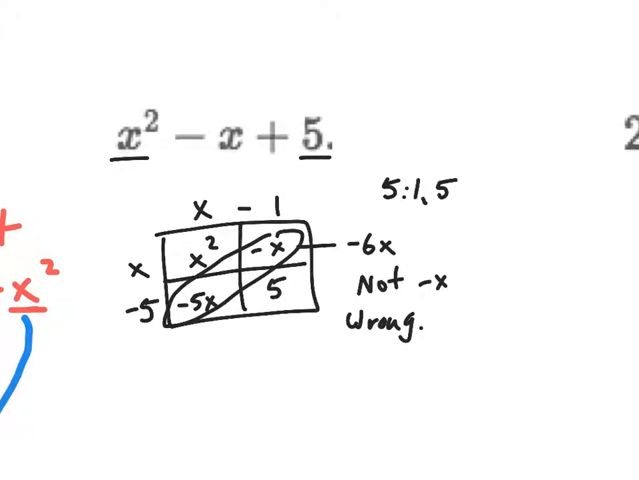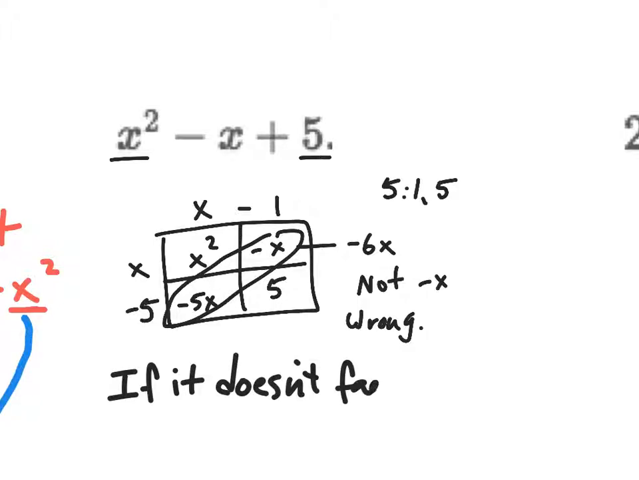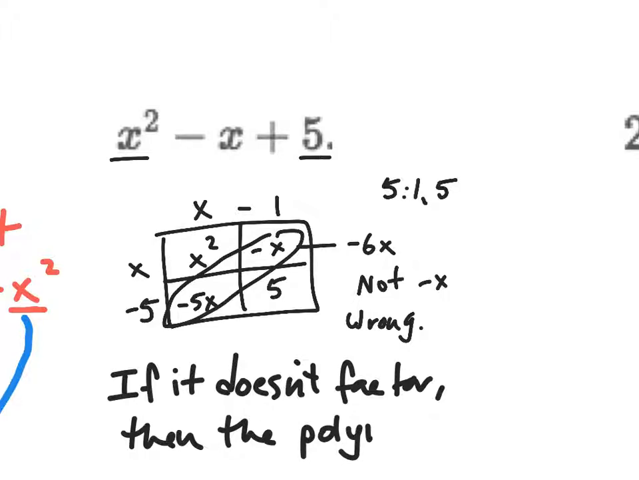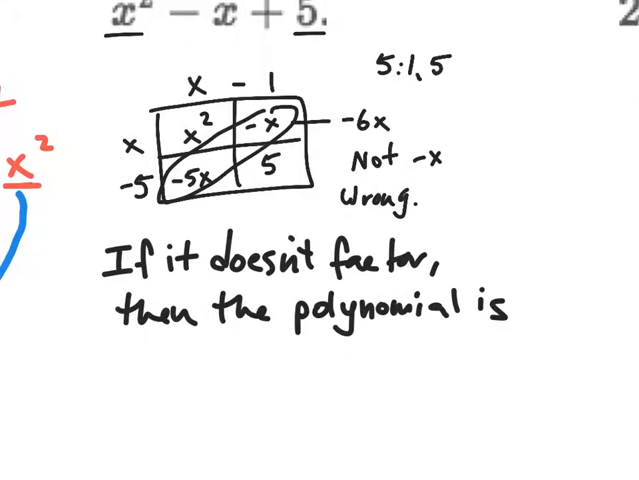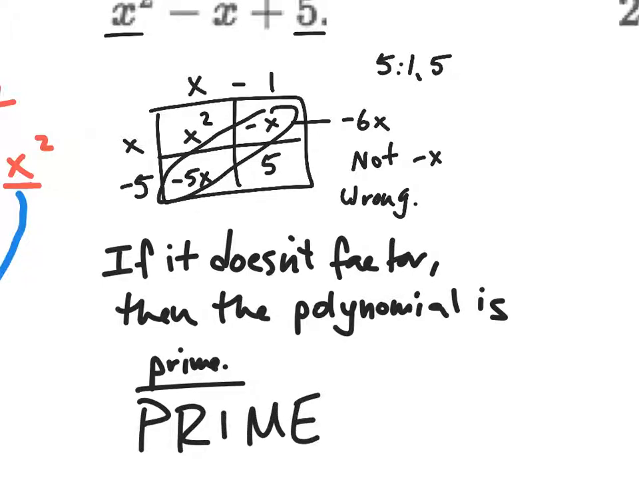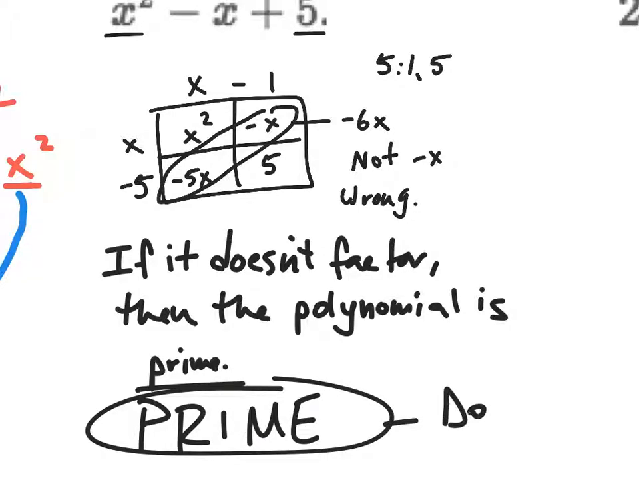So what I end up doing is I say that if it doesn't factor, then the polynomial is what we call prime. And so if it doesn't factor, then we simply write the words, it's a prime polynomial, and it doesn't factor. And that's that.